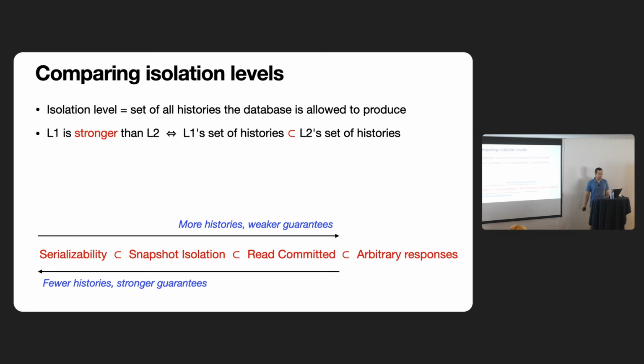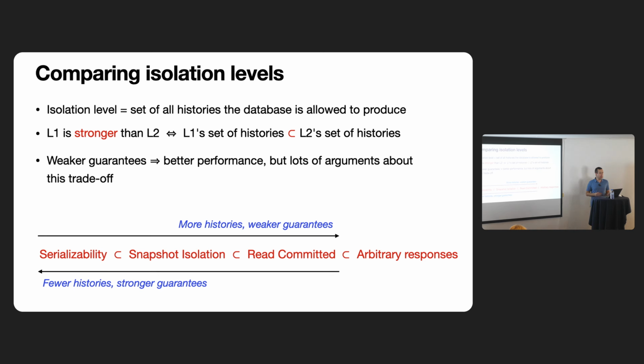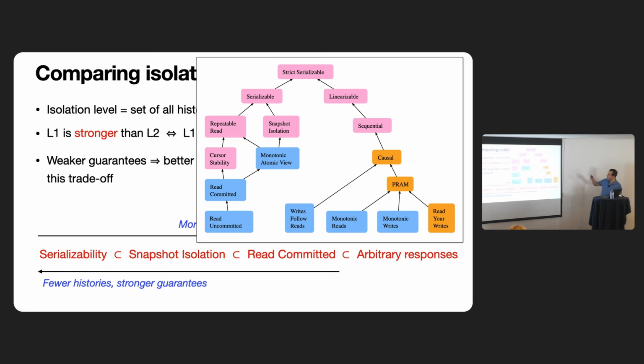Right, and as I said, the weaker guarantees usually lead to a better performance, but it depends on whom you ask. There are lots of arguments about this. And when I showed you this slide with 50 shades of consistency, these arrows actually mean that one level, so this one, is weaker than this level. So it kind of goes all the way, and serializability is up there at the top because it's one of the stronger levels.